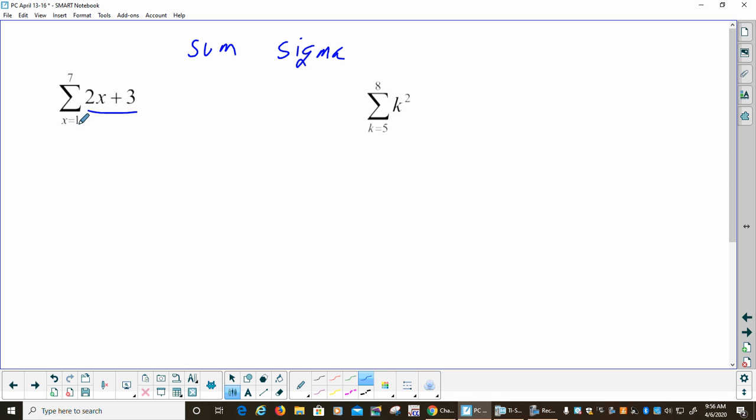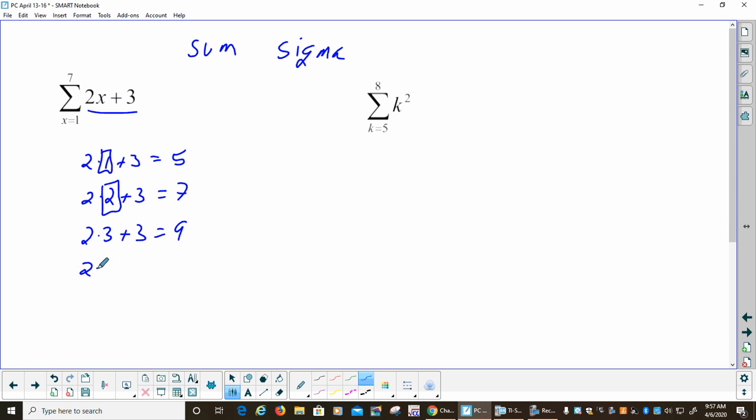The first thing you do is you fill in whatever number this is down here. So 2 times 1 plus 3. That's 2 plus 3 is 5. Now, this is an index. Increase it by 1. So now you're at 2. Fill that in. 2 times 2 plus 3. So you're at 4 plus 3 is 7. Now fill in a 3. Increase this number that you're filling in by 1. So 2 times 3 plus 3. 6 plus 3 is 9.